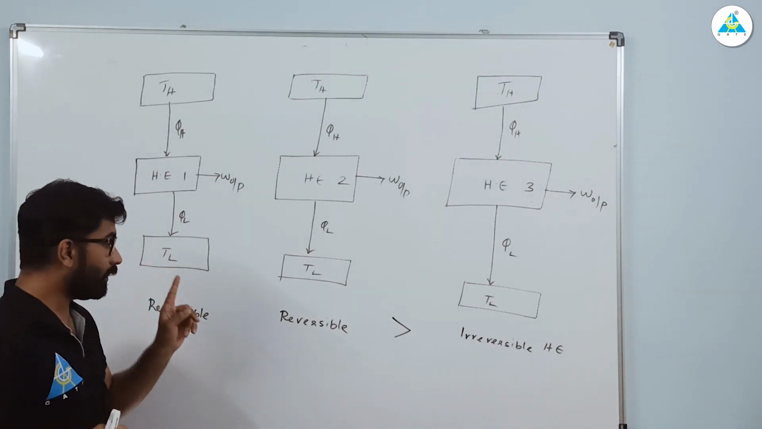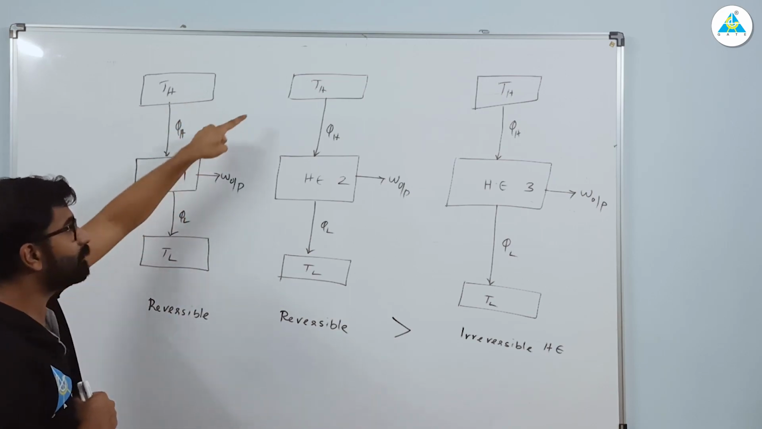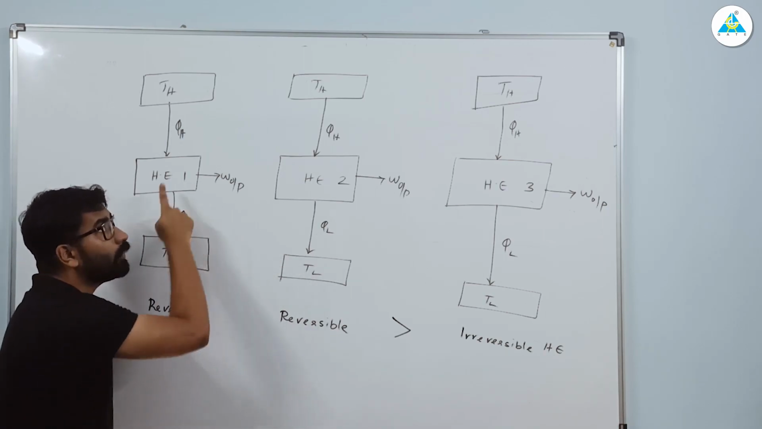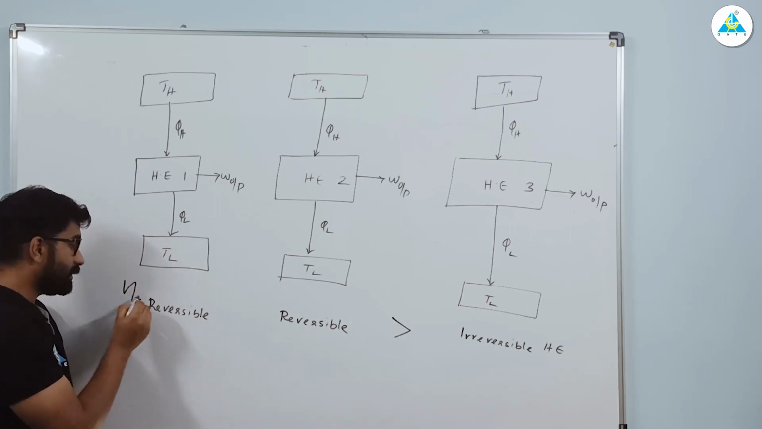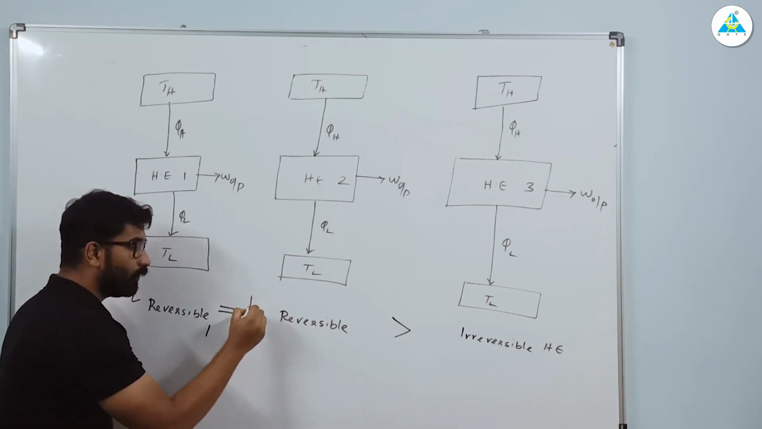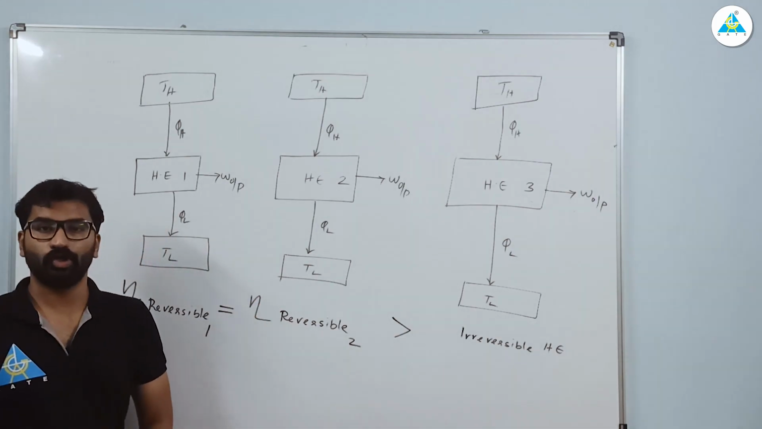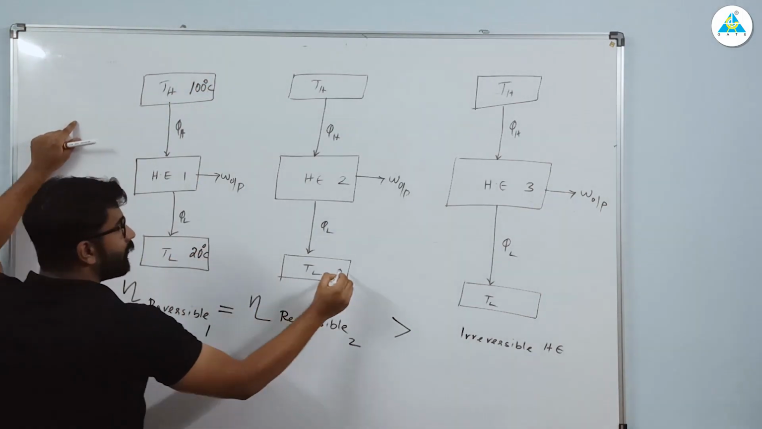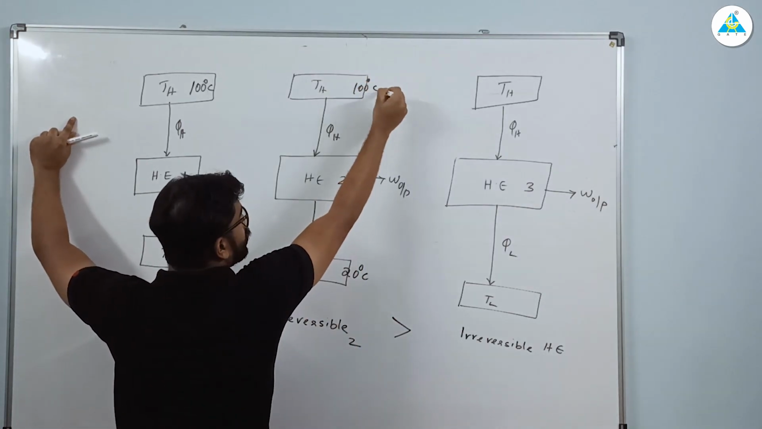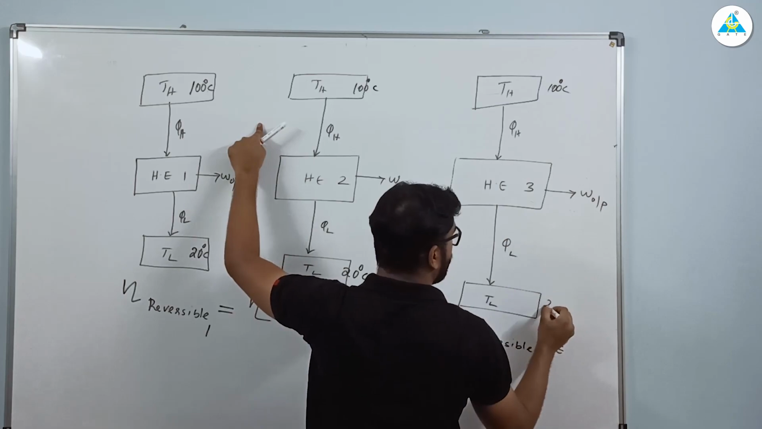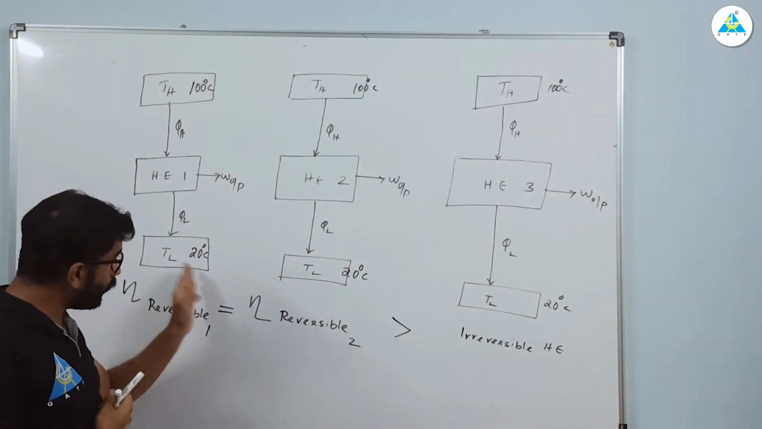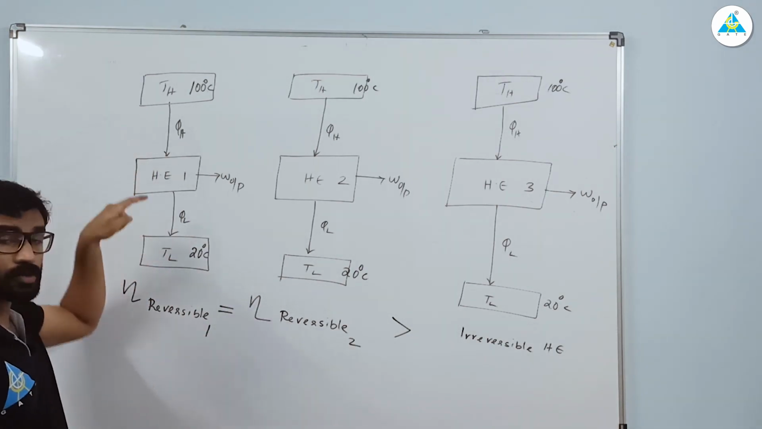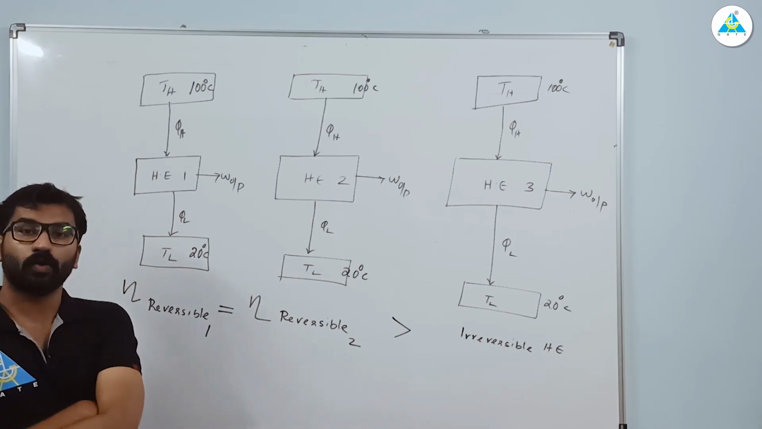Now, we have one more principle. If you have the same source temperature and sink temperature for both reversible heat engines, then the efficiency of reversible heat engine 1 will be equal to the efficiency of reversible heat engine 2. For example, you have a source at 100 degrees Celsius and a sink at 20 degrees Celsius, here also 100 and 20. If both are reversible, then both will have the same efficiency, because both are reversible and the source and sink are also the same.